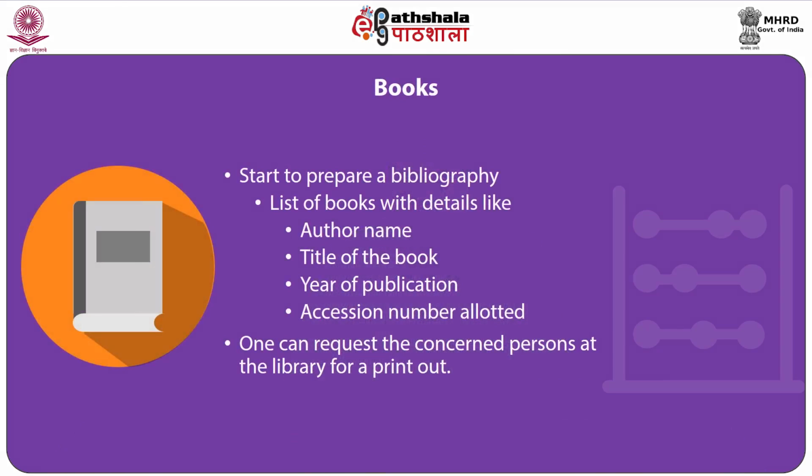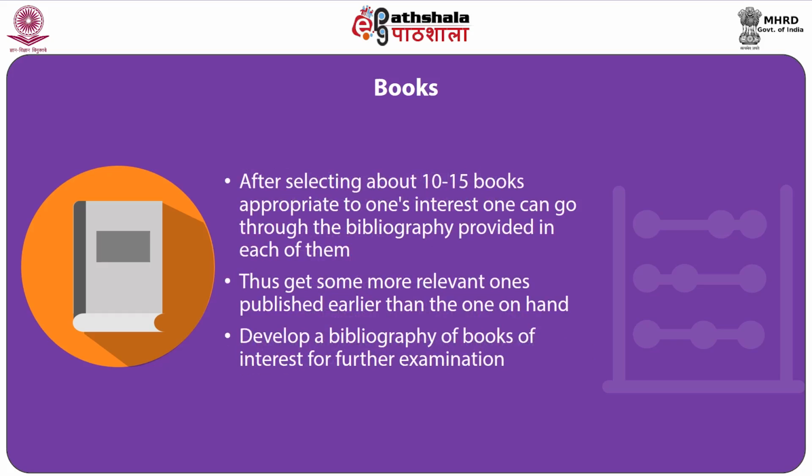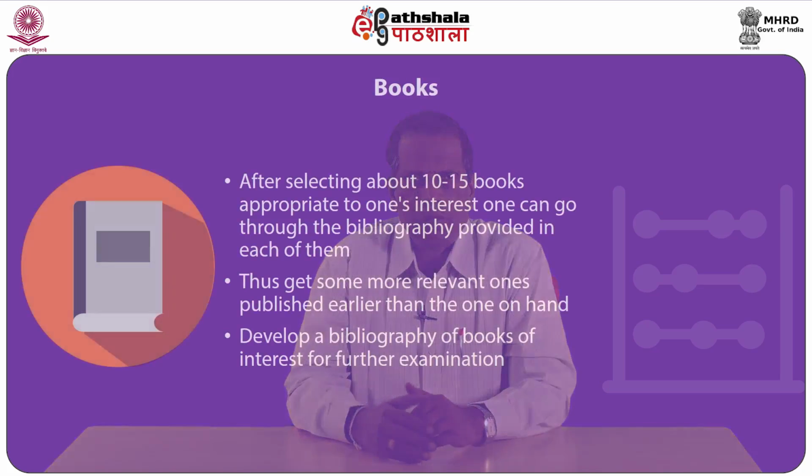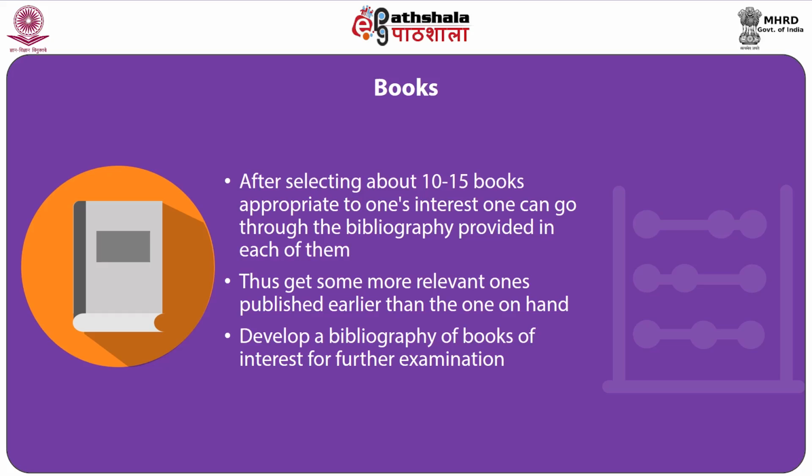If one feels that such a list is lengthy and only available through the library computers, one can request the concerned persons at the library for a printout also. This saves a lot of time for the researcher. Then, after selecting a few books appropriate to one's interest, say about 10 to 15, one can go through the bibliography provided in each of them so as to get some more relevant ones published earlier than the one on hand. Like this, the researcher has to develop the bibliography of the books of interest for further examination.